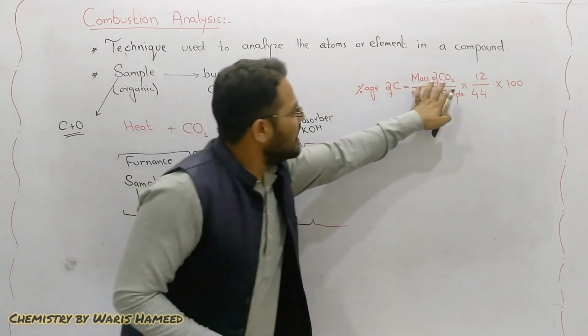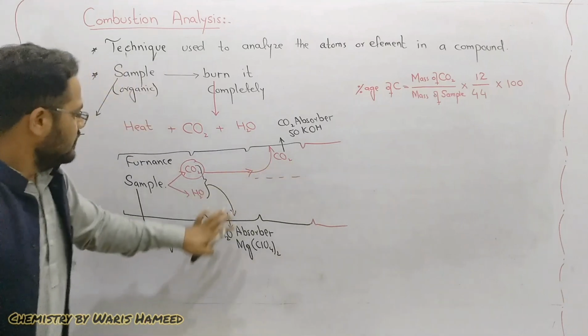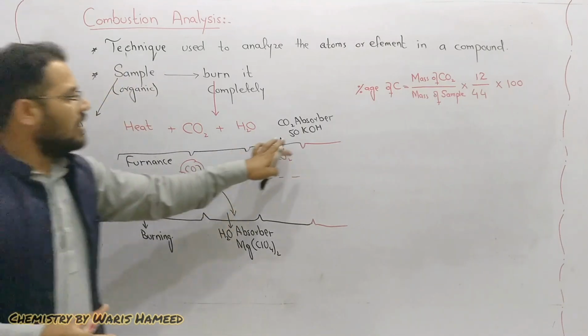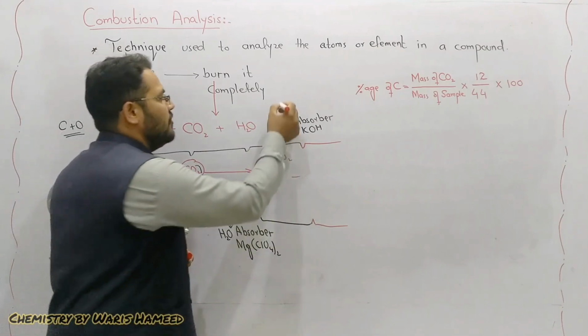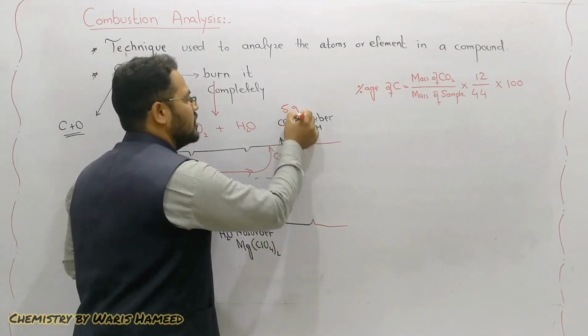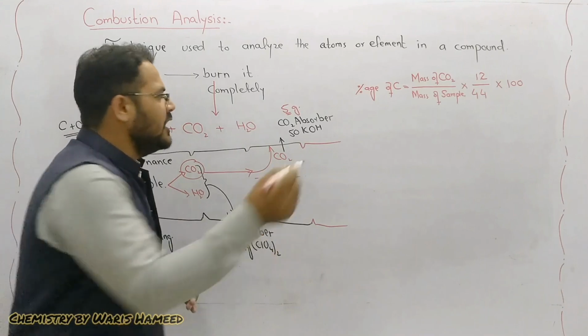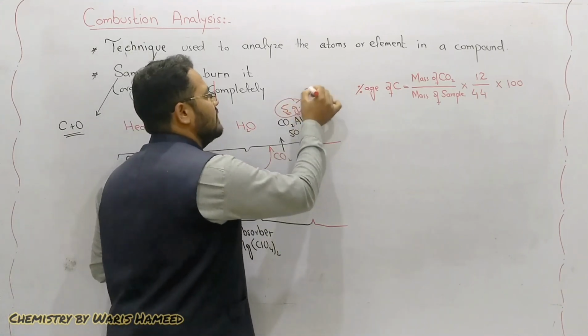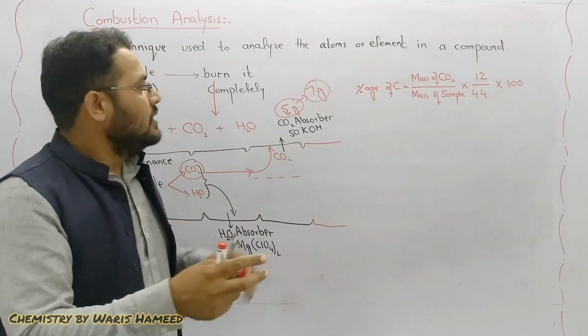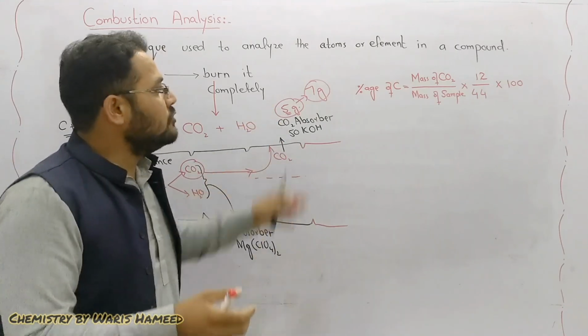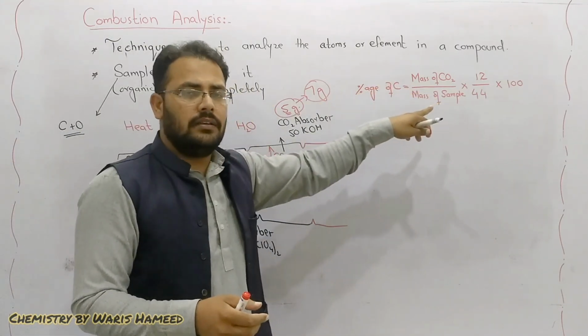How can we find the mass of carbon dioxide? We have a certain amount of carbon dioxide absorber. Suppose we have 5 gram of carbon dioxide absorber, and after the reaction it becomes 7 gram. Then we can say that the 2 extra grams that increased is actually carbon dioxide.